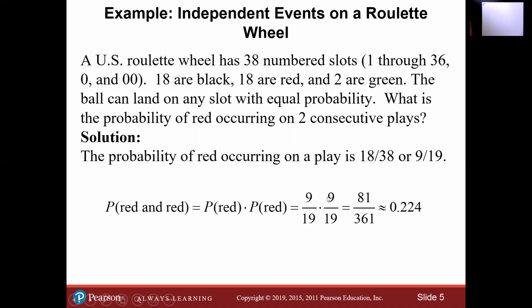So in this example, we have this roulette wheel here. There are 38 numbered slots, 1 through 36, 0 and double 0: 18 black, 18 red, 2 are green. The ball can land on any slot with equal probability. What is the probability of red occurring on 2 consecutive plays? The probability of red, then red.